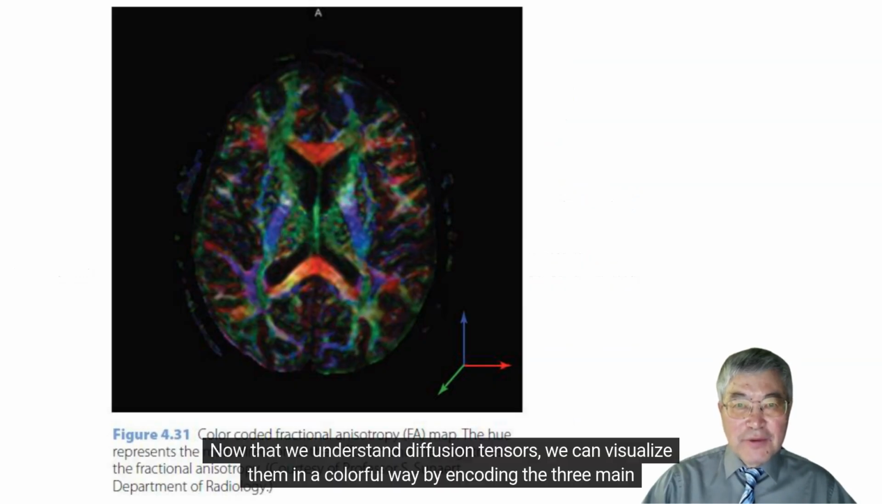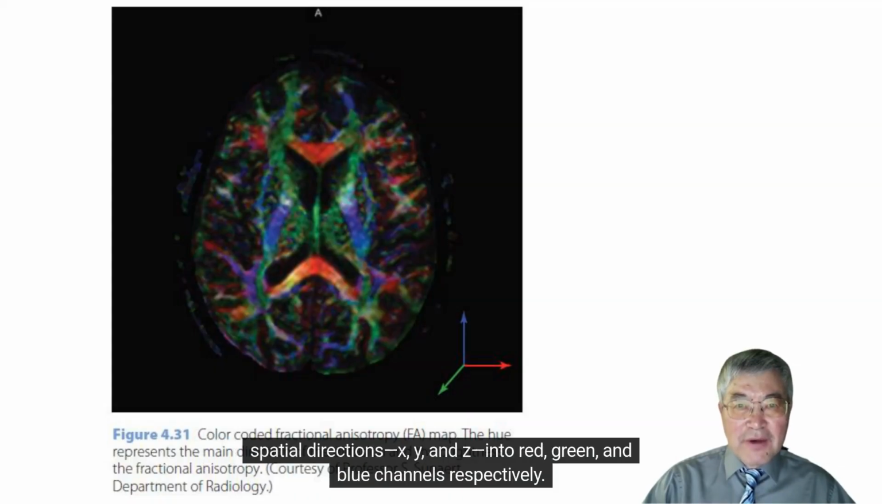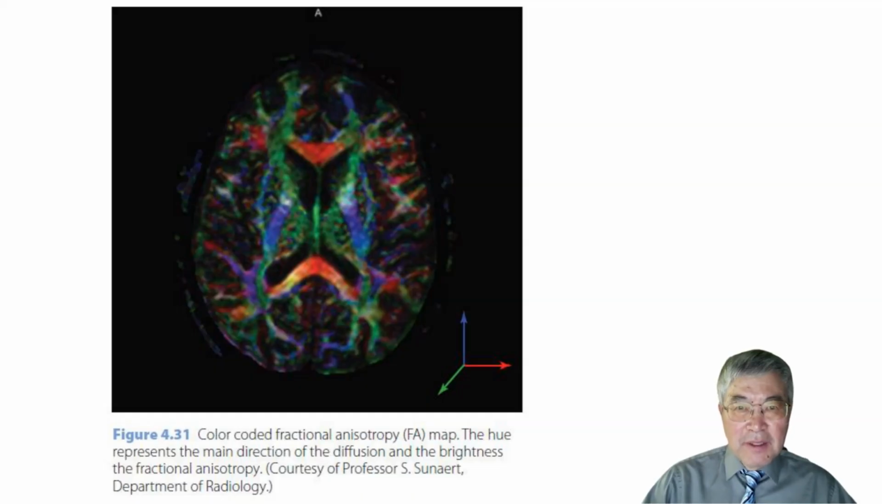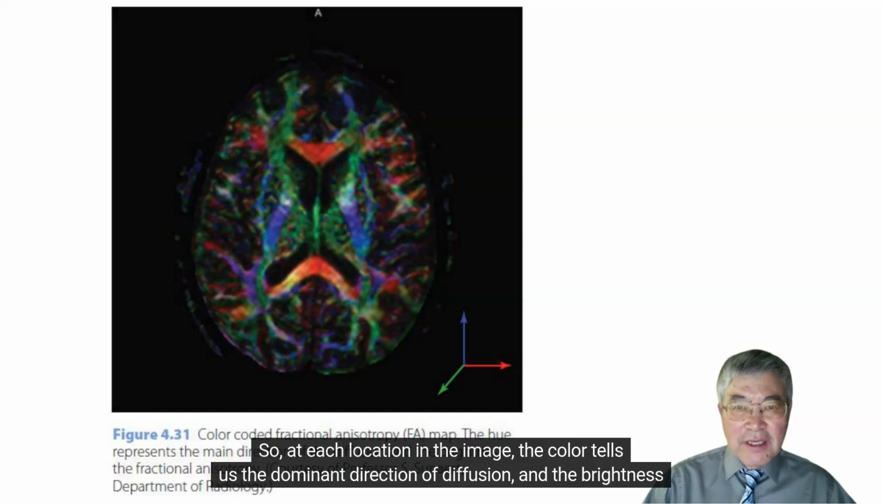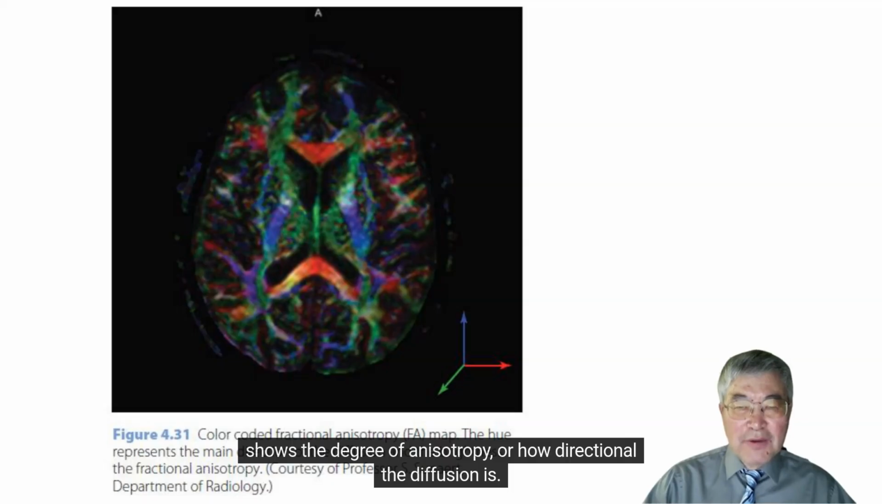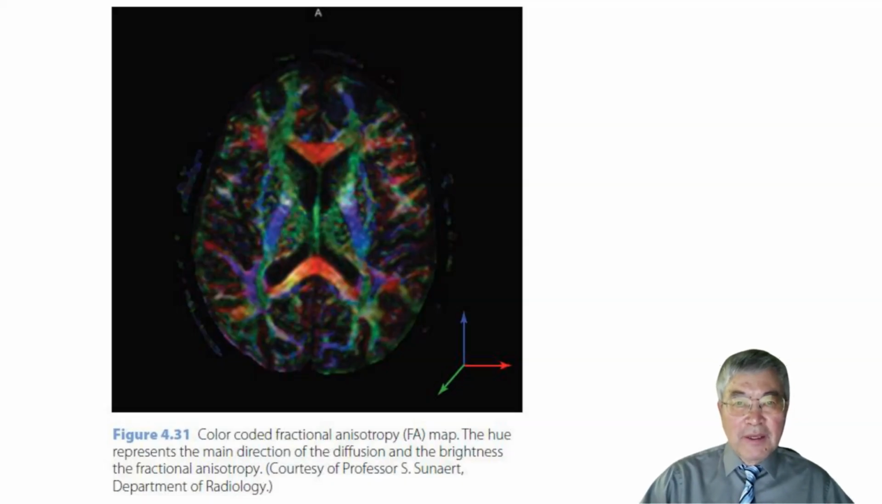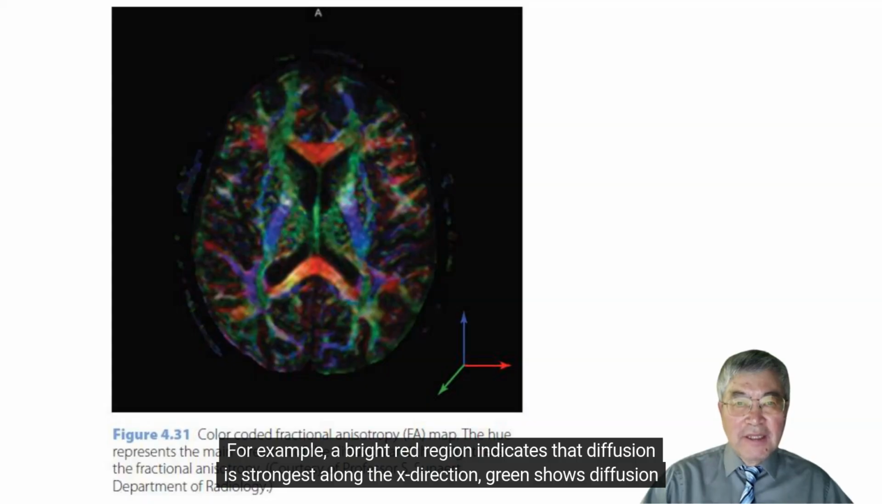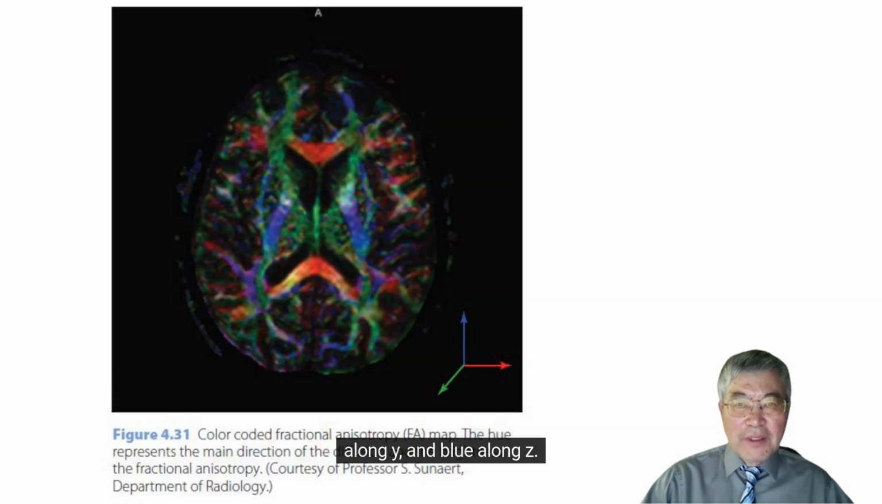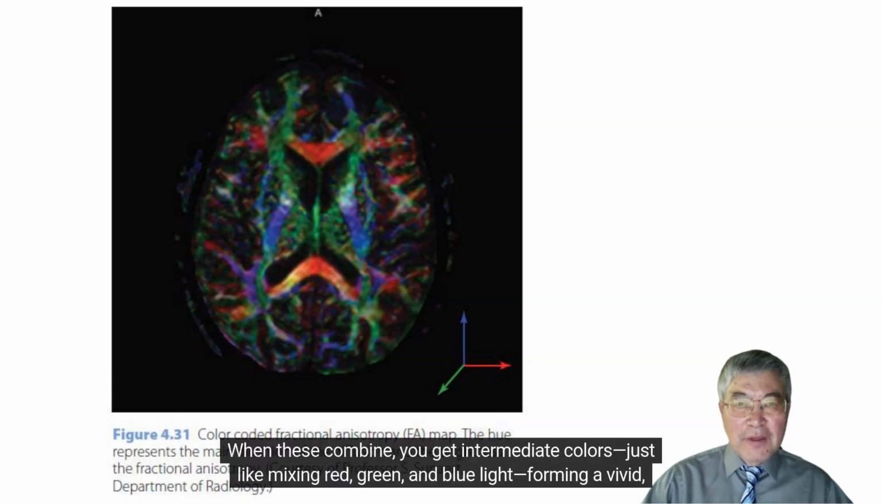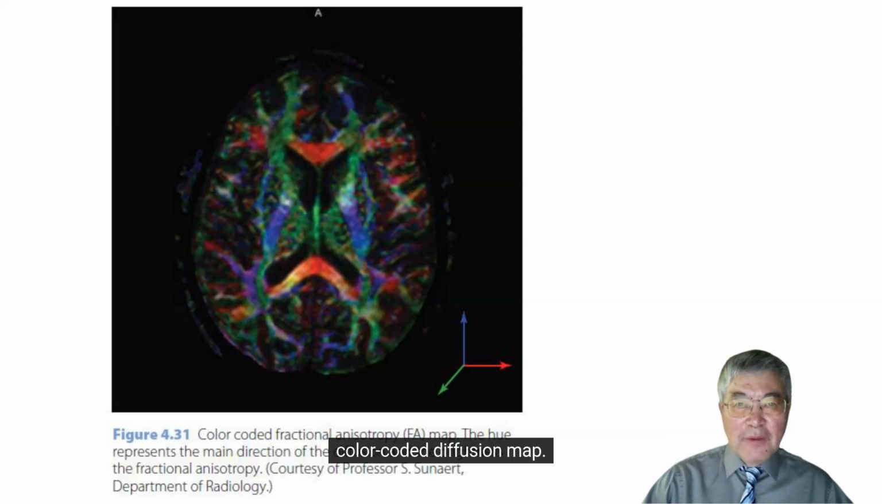Now that we understand diffusion tensors, we can visualize them in a colorful way by encoding the three main spatial directions, x, y, and z, into red, green, and blue channels respectively. So, at each location in the image, the color tells us the dominant direction of diffusion, and the brightness shows the degree of anisotropy, or how directional the diffusion is. For example, a bright red region indicates that diffusion is strongest along the x direction, green shows diffusion along y, and blue along z. When these combine, you get intermediate colors, just like mixing red, green, and blue light, forming a vivid color-coded diffusion map.